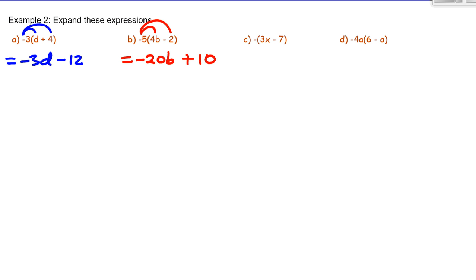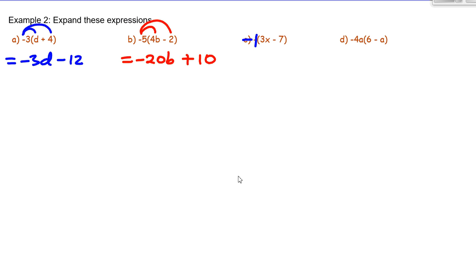In C, the same thing. But see, the funny thing here is we just have a minus. So what we are going to do is we'll add minus 1 outside the bracket. If you have a minus outside the bracket, just add minus 1, because 1 really doesn't change anything. 1 multiplied by any number is just that number. So if you have a minus outside the bracket, then add minus 1.